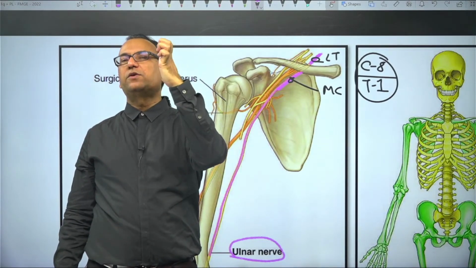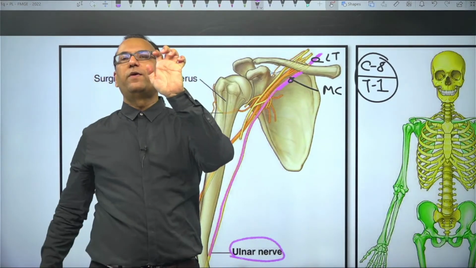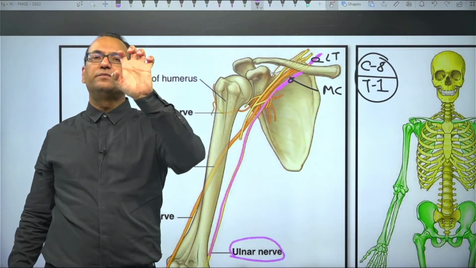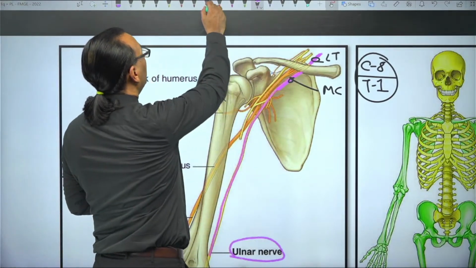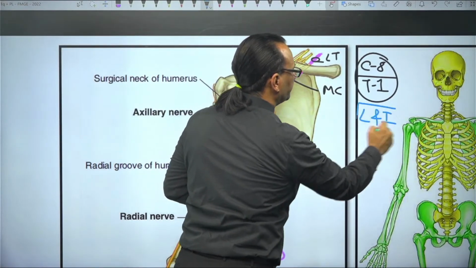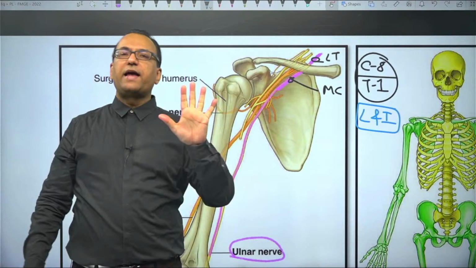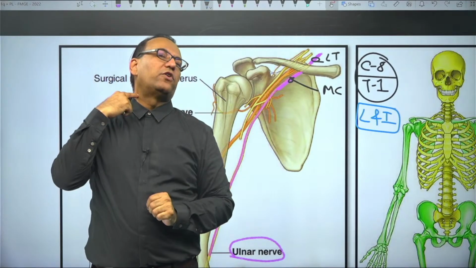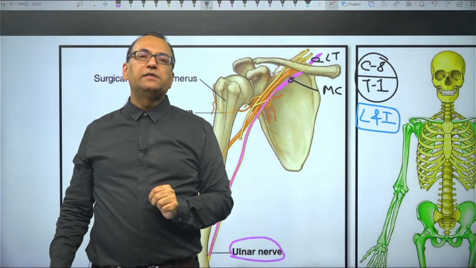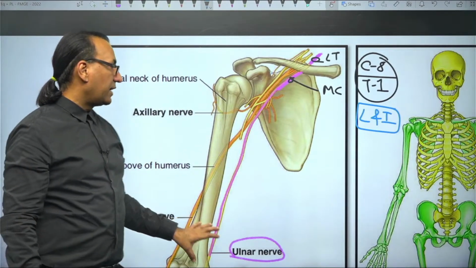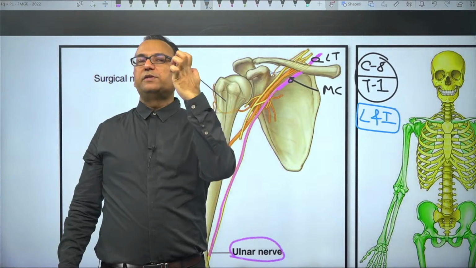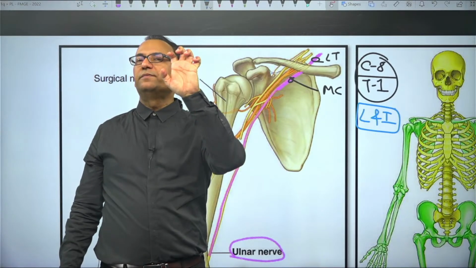Why is there claw hand deformity? Due to paralysis of hand muscles supplied by root value C8T1. And which muscles are you talking about? They are the muscles called as lumbrical and interossei, intrinsic muscles of the hand. So injury of lower trunk brachial plexus, root value C8T1, compromises ulnar nerve, and the paralysis of lumbrical and interossei leads to claw hand deformity.